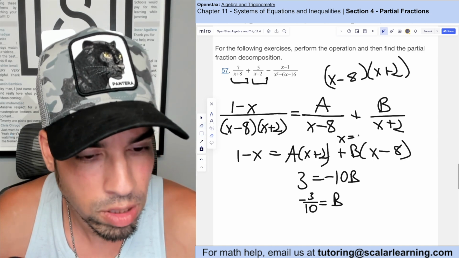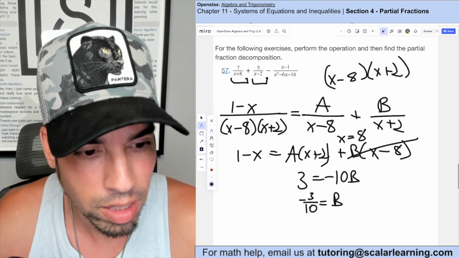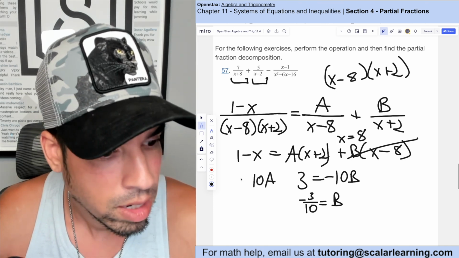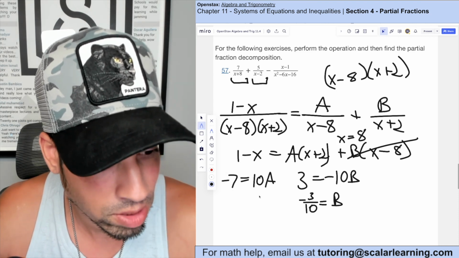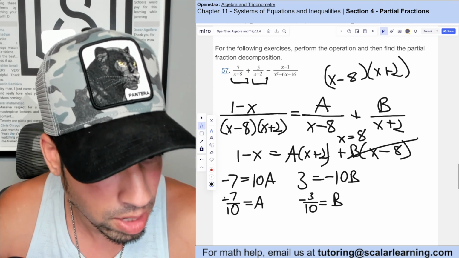To do that, let's choose a different x value. Now I'm going to choose positive 8. That's going to zero this out. So that's nice. So 8 plus 2 is 10. So we got positive 10a equals 1 minus 8, which is negative 7. Divide both sides by 10. a equals negative 7/10. Great.